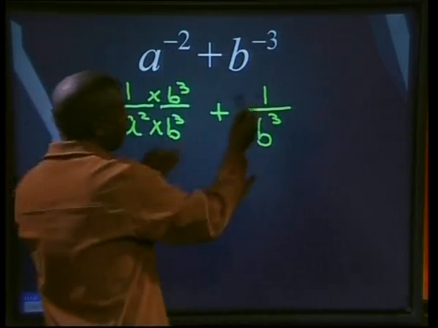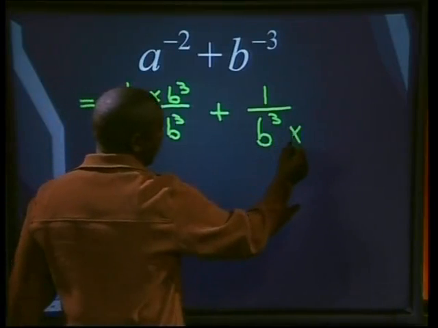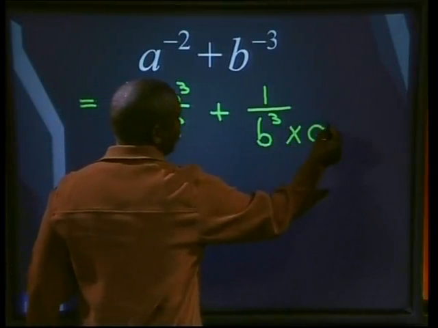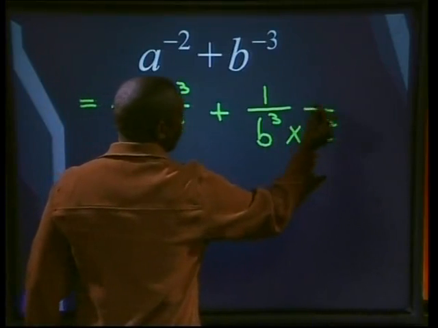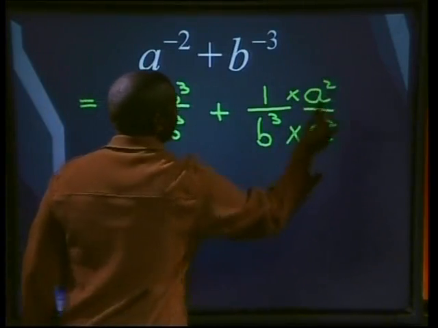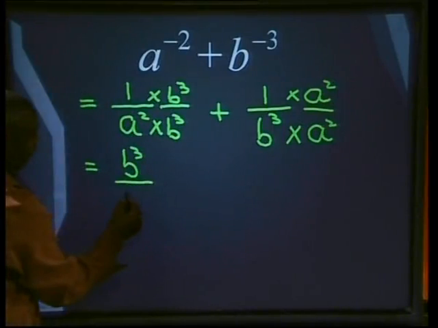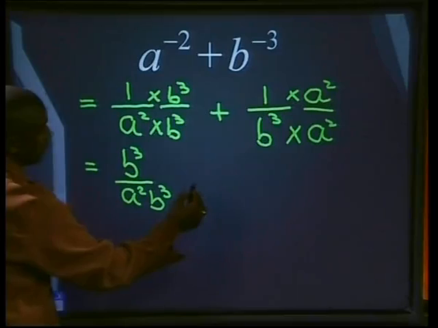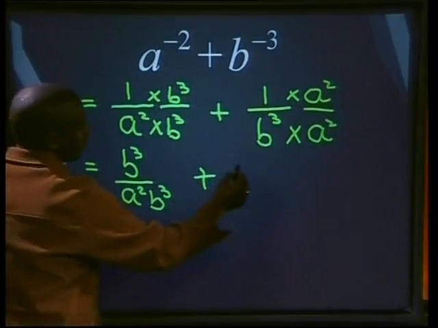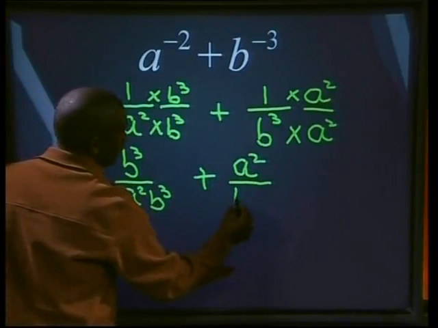We do the same thing on the right hand side. We need an a squared. That means we multiply the bottom there by a squared. Golden rule, we do it as well at the top. So to be a to the power 2. Now what do we have? We have b to the power 3 over a squared b to the power 3 plus a squared over b to the power 3.